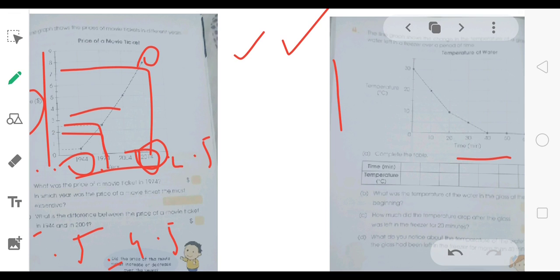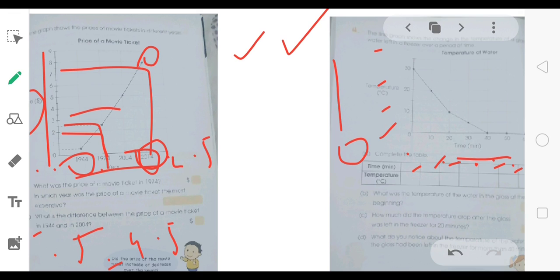Now listen to me. Here the temperature is 0, 10, 20 and 30. And here the time is 0, 10, 20, 30, 40, 50, 60. First of all, the question says complete the table. First of all, write the time over here: 0, 10, 20, 30, 40, 50, 60. Again the temperature.